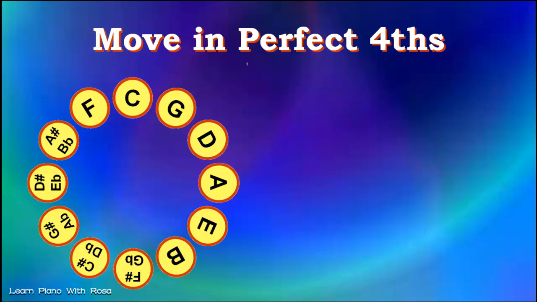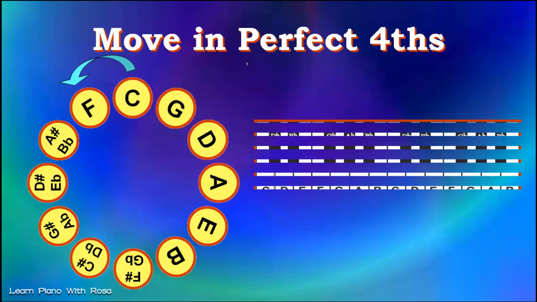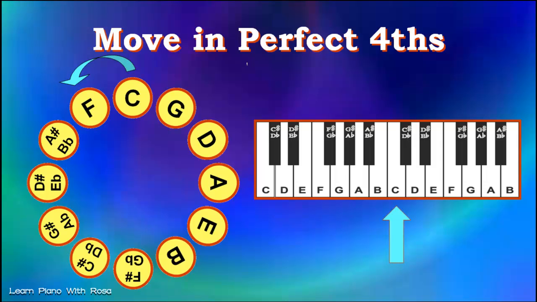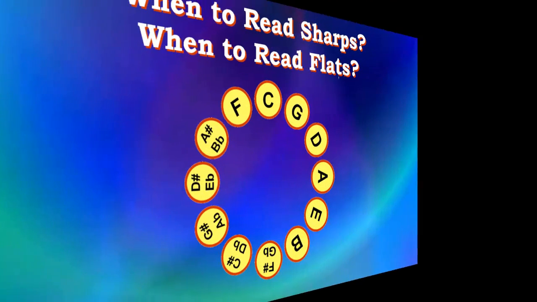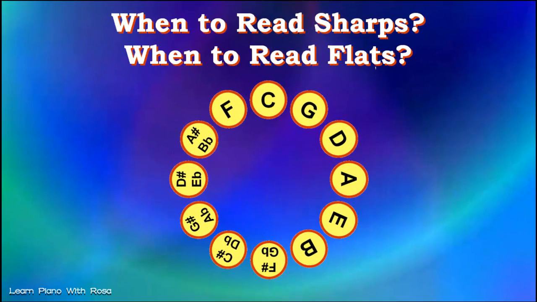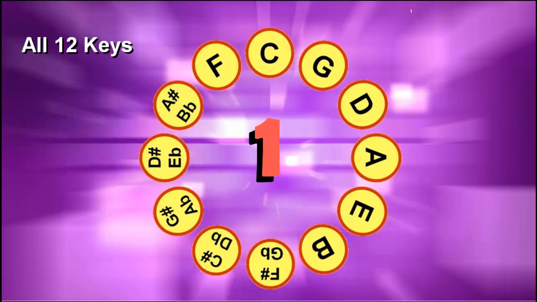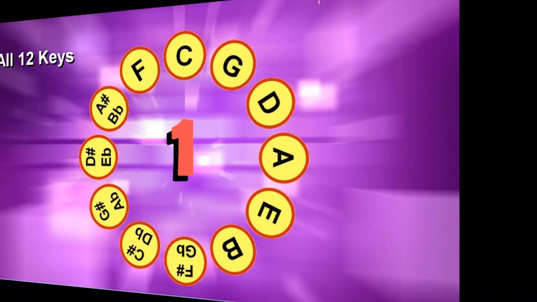If you move in perfect fourths, you will move anti-clockwise. From C to F, here is C, C, D, E, F. That is in perfect fourths. And the course explains everything to you in detail. When you look at the circle, it's going to show you when to read sharps and when to read flats. And it shows you all 12 keys.